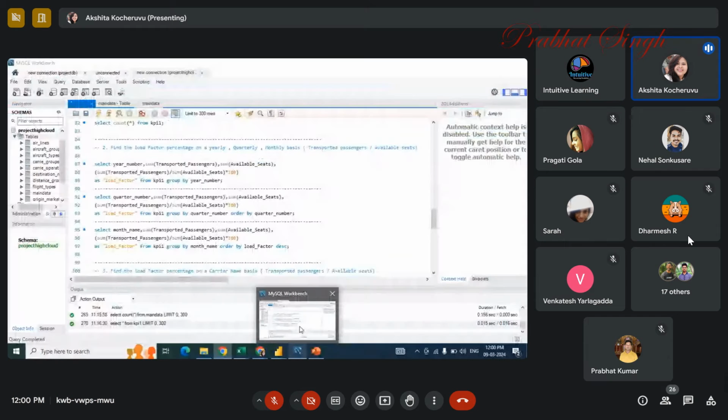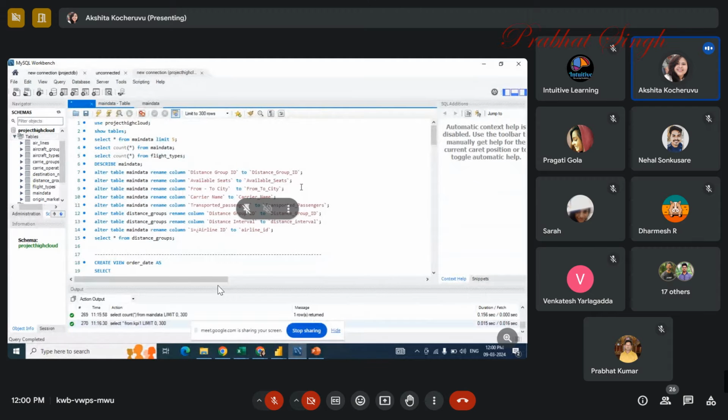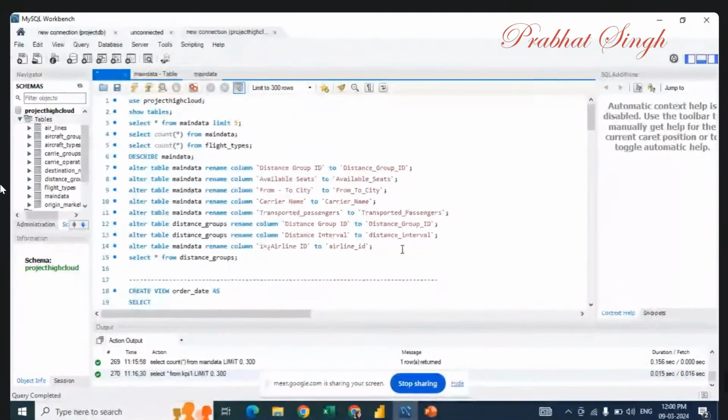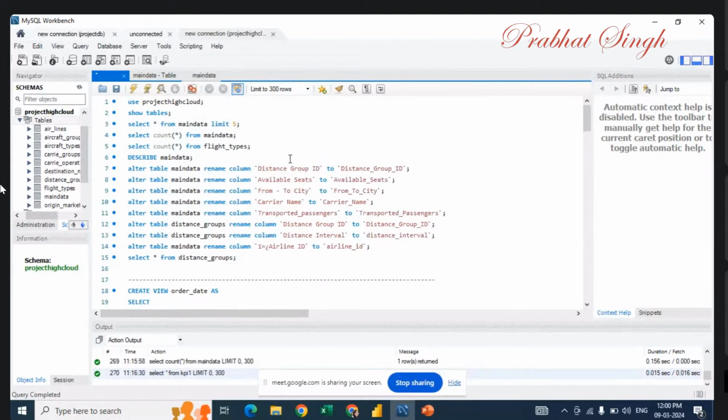Okay. So I'll be presenting SQL today, the SQL presentation and the queries, and then my other teammates will be presenting the final presentation. Hi guys, this is Akshita from Group One. Today we are going to see how we can use SQL to get the data, and what queries were written for the KPIs that are given. We are using the High Cloud data.